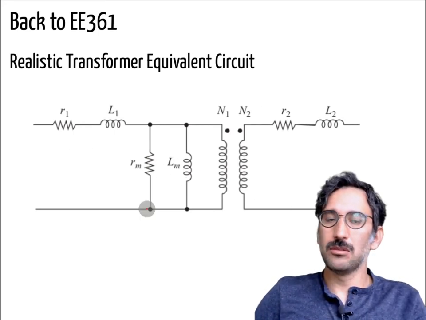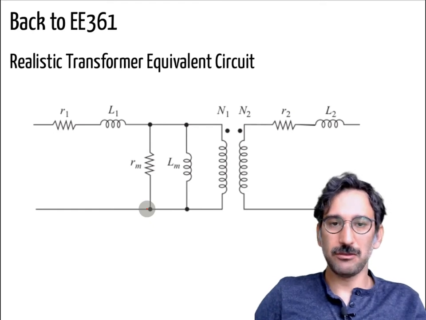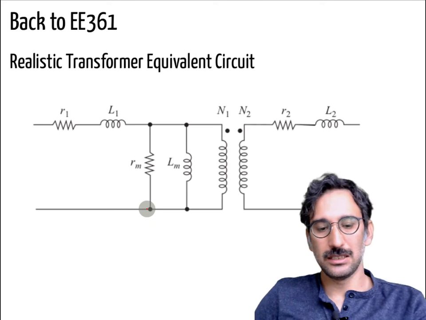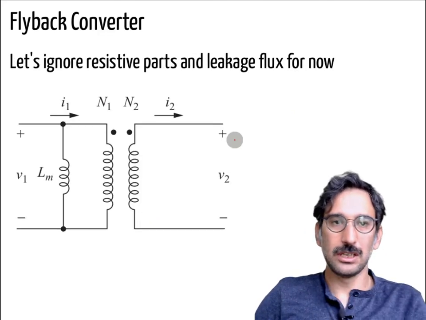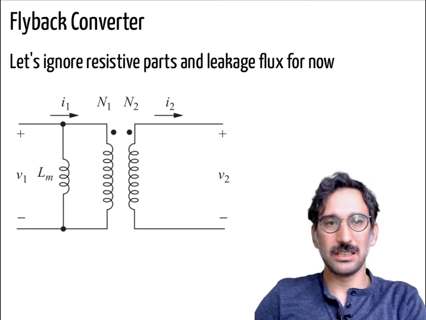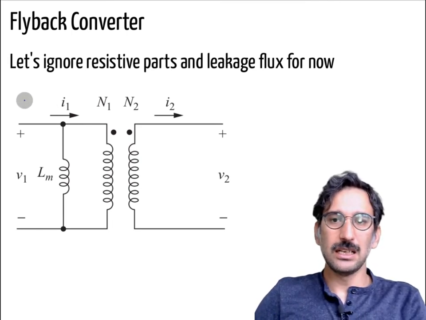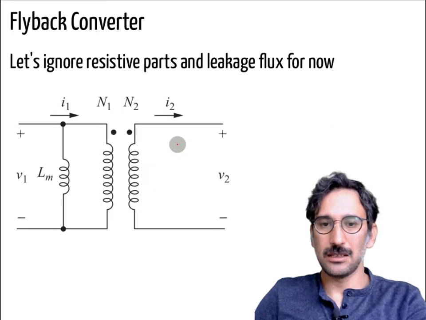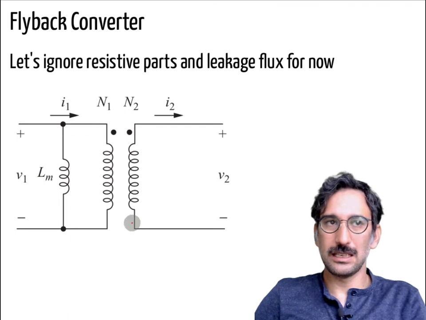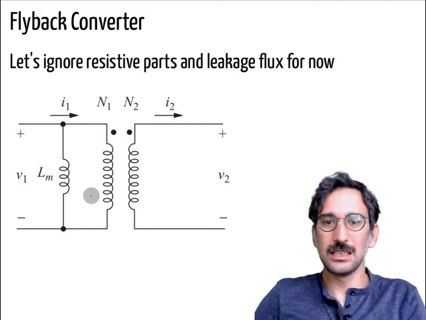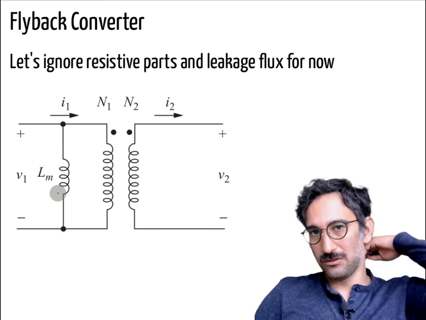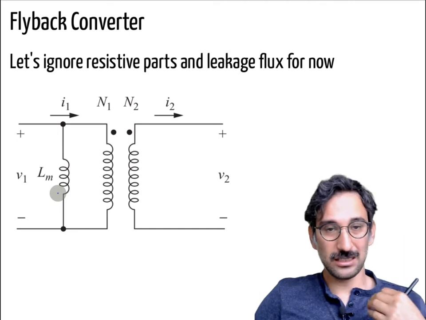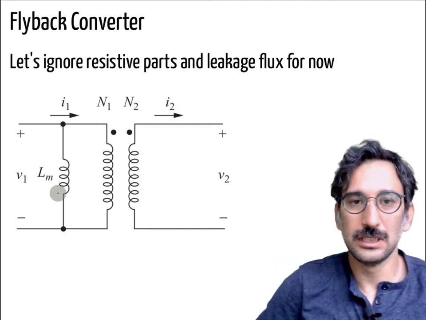So this is the full model of a transformer. But again, we will simplify it, but we will not use the ideal model. Let's ignore, for that conversion, and we will discuss why we can ignore other components. But for now, let's ignore the resistive parts. Okay, so let's ignore that part, and that part, the core resistance, and also the leakage components. So what we end up with is the mutual inductance and the ideal transformer part. And as we will see, that mutual inductance is really important for the flyback converter. Actually, that is how you store energy and send it back to the secondary side.